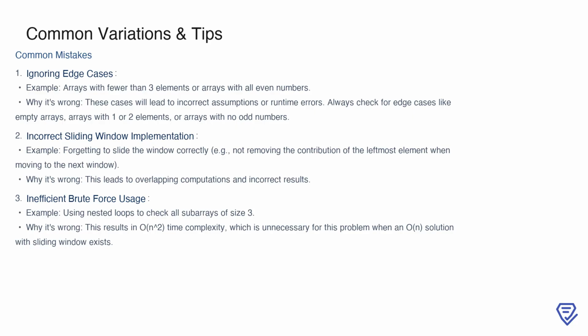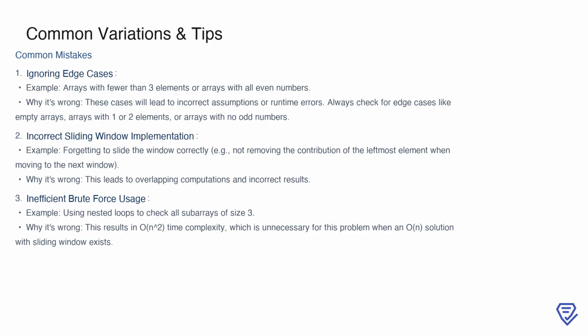Another common pitfall is implementing the sliding window approach incorrectly. For instance, if you forget to remove the contribution of the leftmost element when moving the window forward, you'll end up with overlapping computations, which can produce incorrect results. Finally, relying on brute force solutions, such as using nested loops to check all subarrays of size 3, can be inefficient.